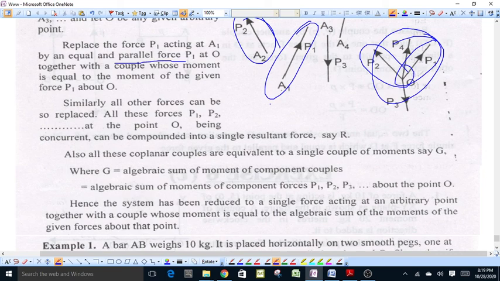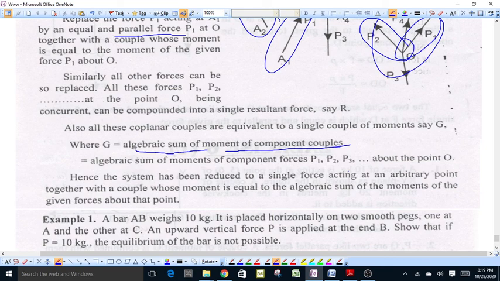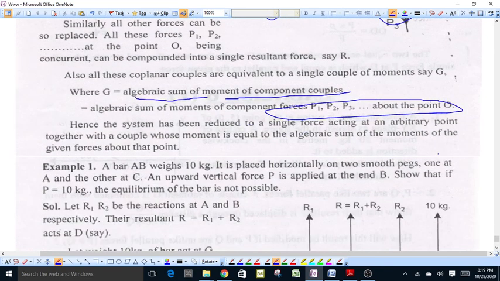Therefore, the algebraic sum of all the forces about any point will be equal to the algebraic sum of moments of all the couples, which will be equal to the algebraic sum of moments of component forces P1, P2 about the point. Hence, the system has been reduced to a single force acting at an arbitrary point together with a single couple whose moment is equal to the algebraic sum of moments of all the given forces.